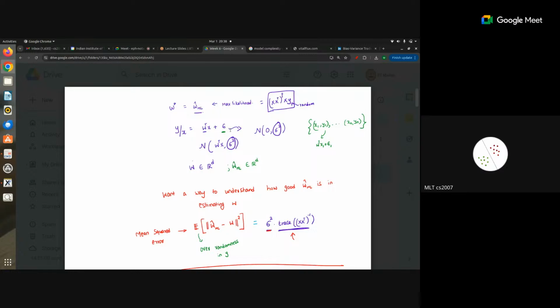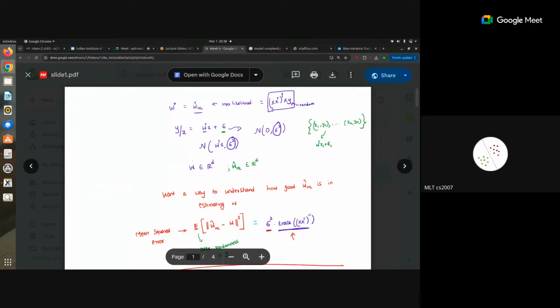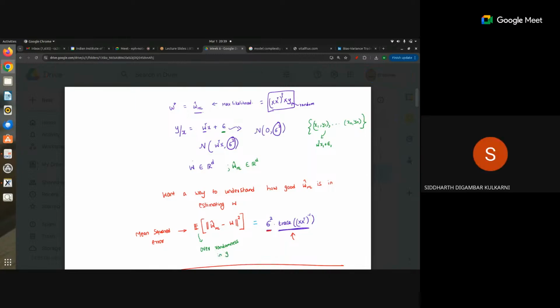Don't worry about it, but at least you agree on this part: as my data set changes, the estimator for W will change. Yes. Because this W hat ML is based on XX transpose inverse and XY, the pseudo inverse and XY. So if I change the values in the data set, definitely my W hat ML will change.